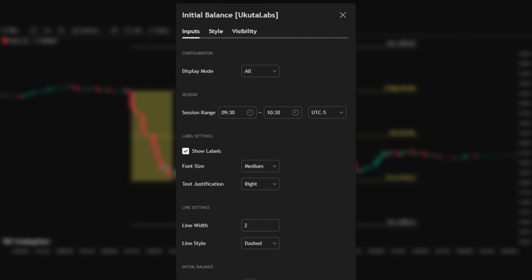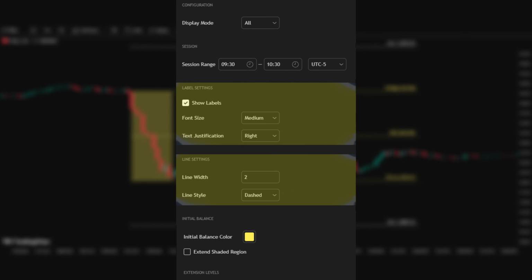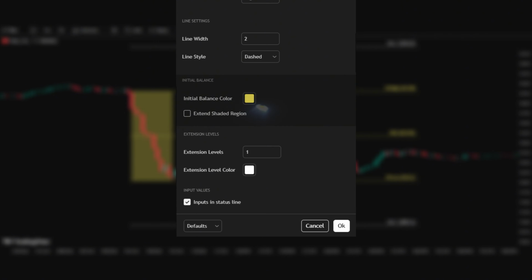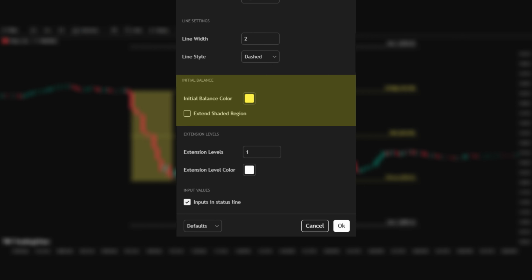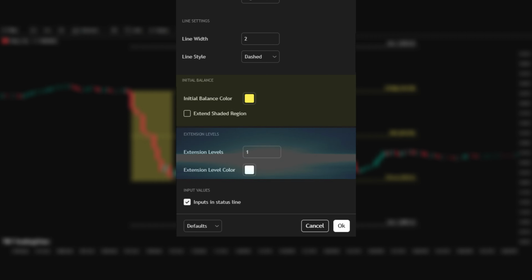Up next are the label and line options, allowing you to tailor the visual appearance based on your trading workflow or chart layout. Similar to the label and line options, the color of the indicator and its shading can be fully customized to suit your visual preferences. Lastly, we have the extension level settings. You can add as many extension levels as you need, or disable them entirely by setting the value to 0.